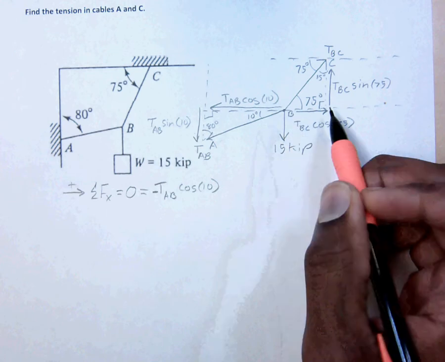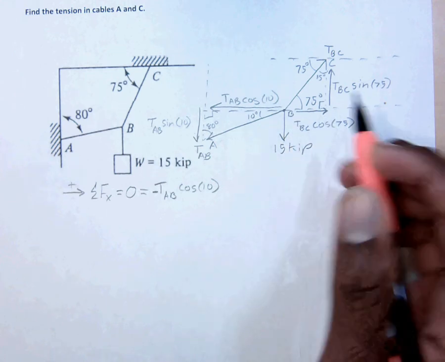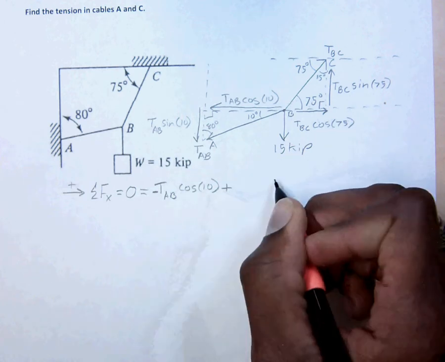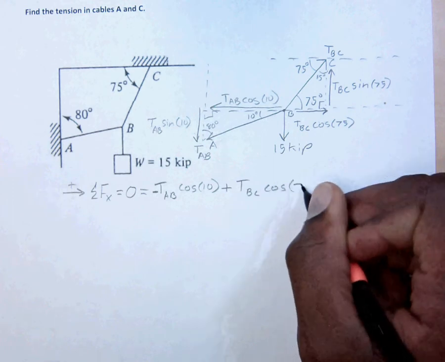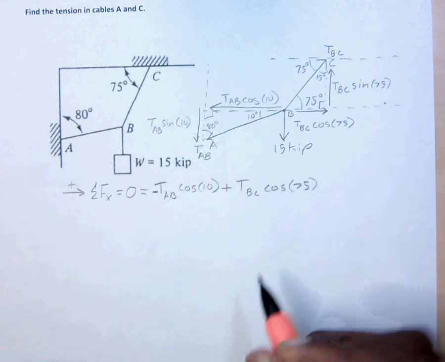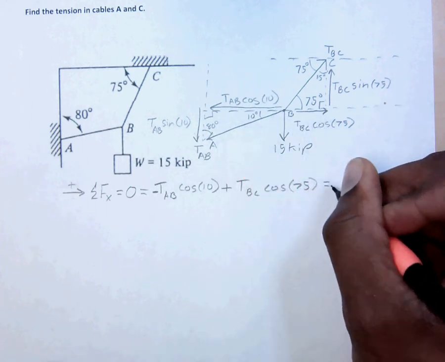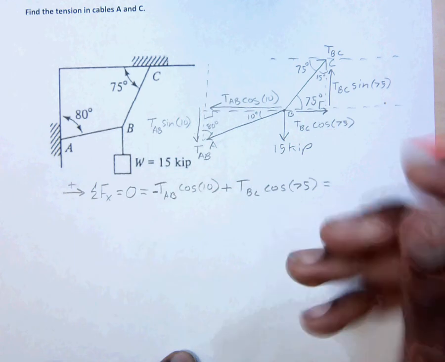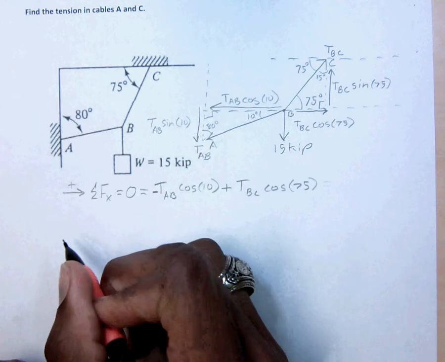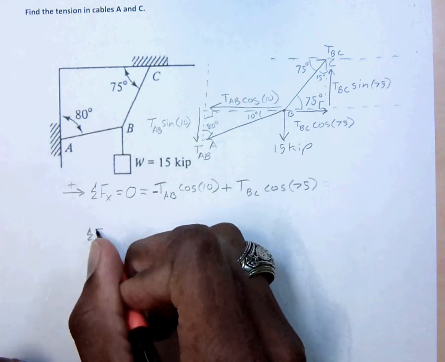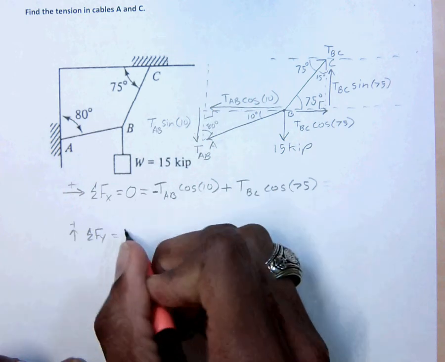Our other force in the x direction is the tension in cable BC times the cosine of 75 degrees. So I'm going to add that because it's going to the right. So we have the tension in cable BC times the cosine of 75 degrees. All right. Now, these are my only forces in the x direction, and so all of those are supposed to add up to equal 0, which I've already said over there. Our next equation is going to be to sum the forces in the y direction. That's supposed to equal 0.